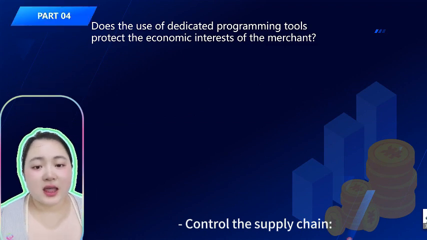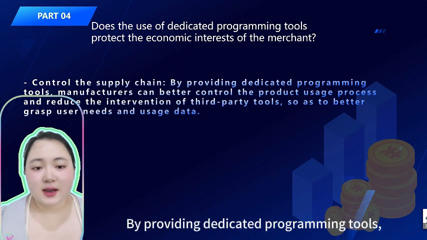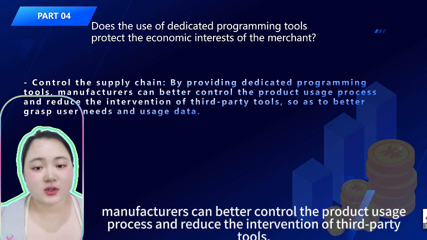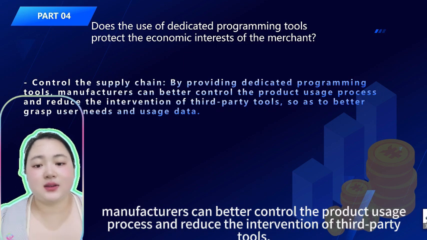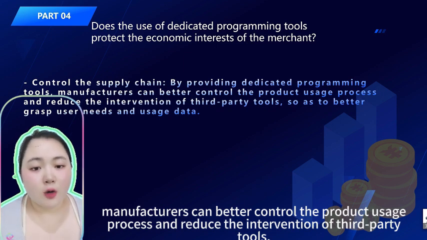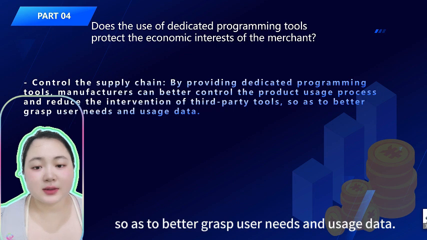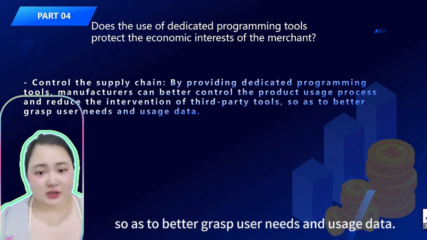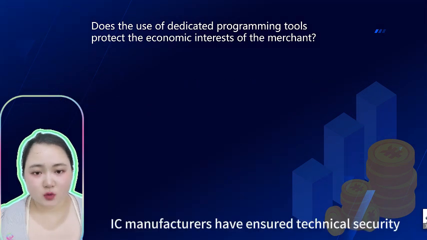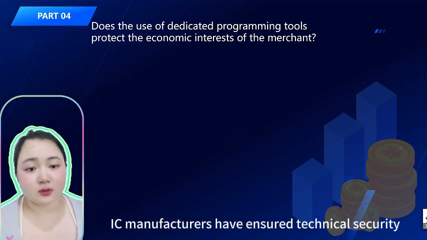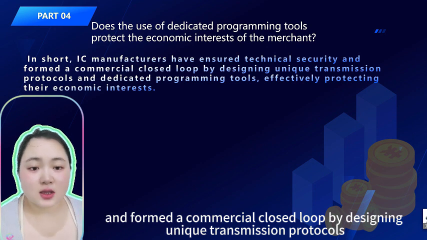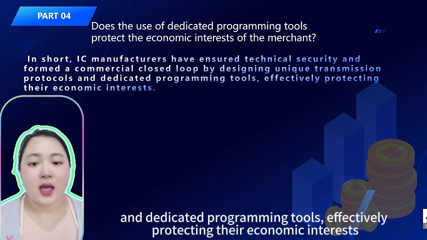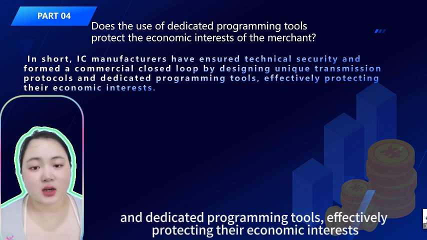Third, control of the supply chain. By providing dedicated programming tools, manufacturers can better control the product usage process and reduce the intervention of third-party tools, so as to better grasp user needs and usage data. In short, IC manufacturers ensure technical security and form a commercial closed loop by designing unique transmission protocols and dedicated programming tools, effectively protecting their economic interests.